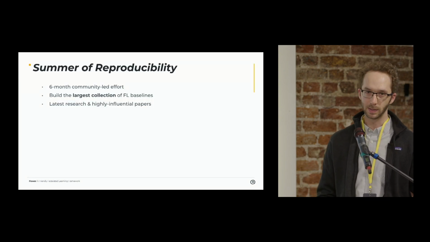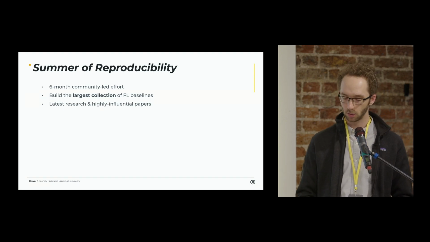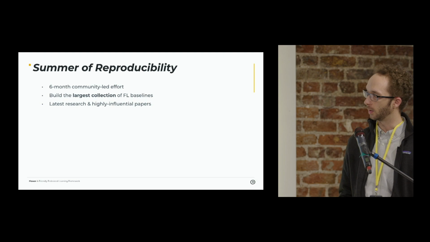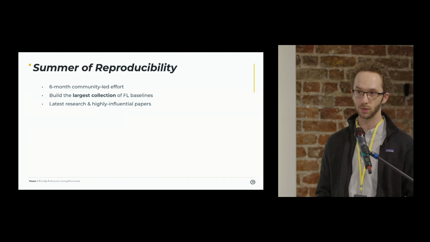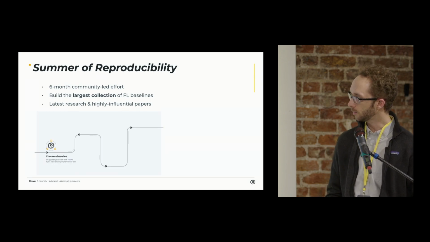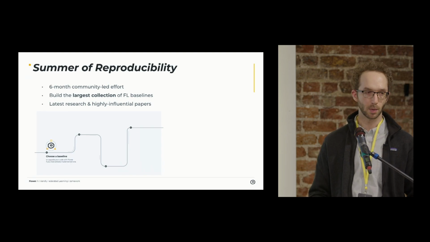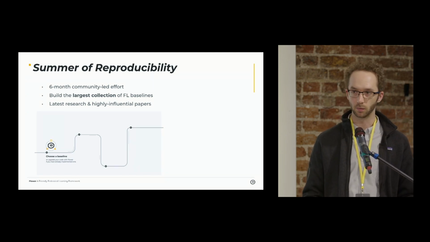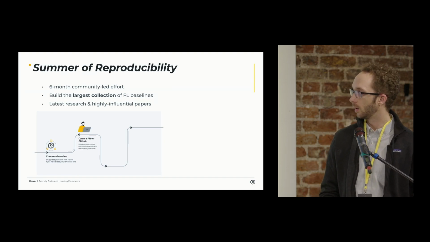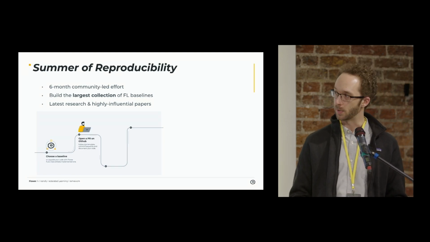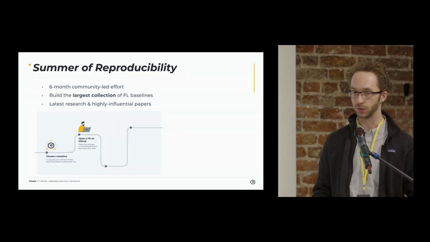What the Summer of Reproducibility ended up being was a six-month community-led effort with a super ambitious goal of constructing the largest collection of FL baselines that anyone could reproduce super easily. The process involved 4 simple stages. You could propose your own baseline, the paper you wanted to reproduce, or you could pick one from a list that we created. Then you would fork the repo, open a PR, and then start writing your baseline, trying to reproduce the experiments you chose from the paper.